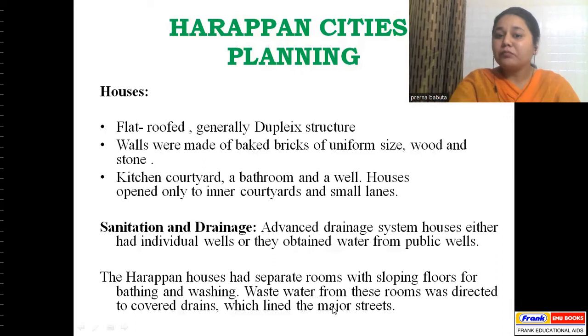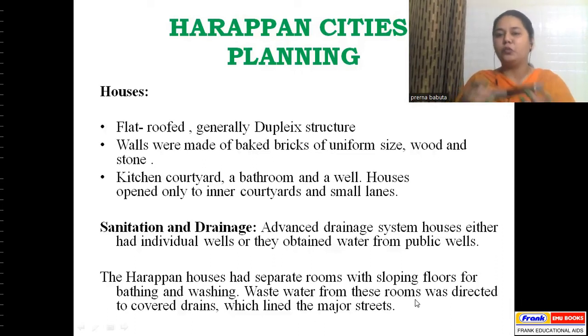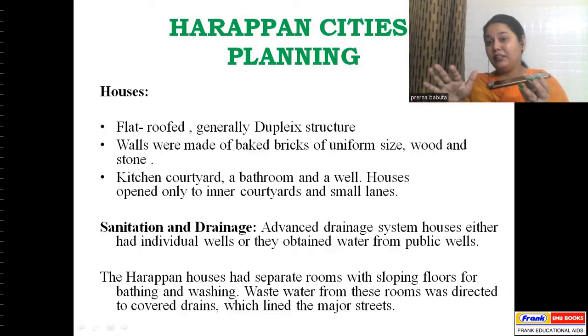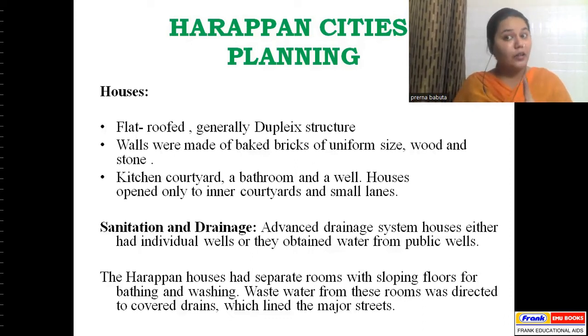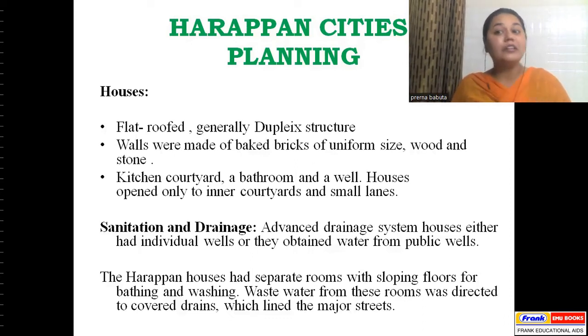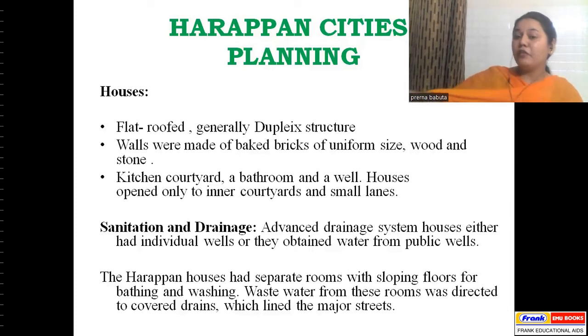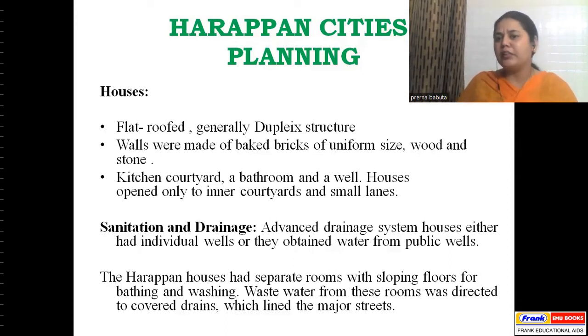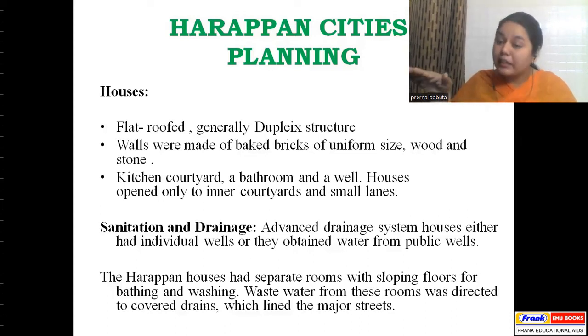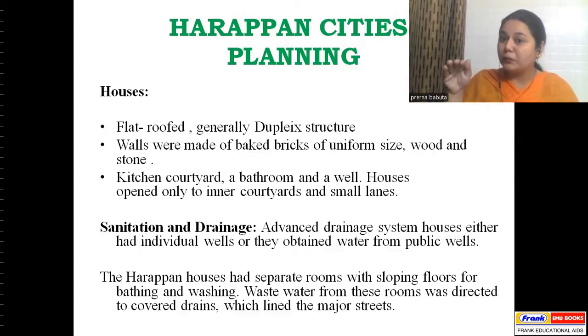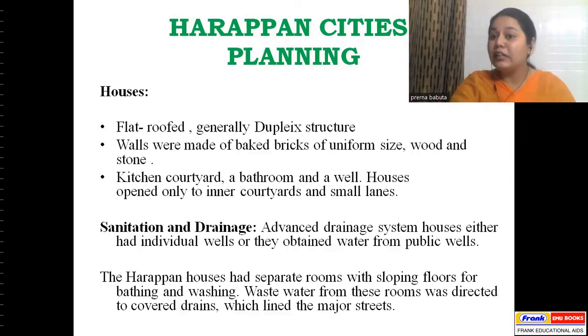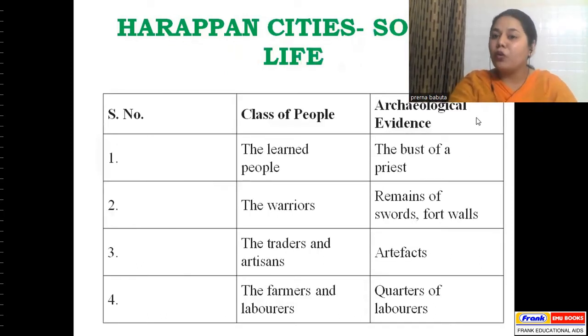All right. Wastewater from these rooms, as I told you, was directed to covered drains which lined the major streets. And I told you that they were concerned about health also. So the drains were covered. Even today, we see the fear of malaria or dengue. They say that if there is stagnant water, the malaria mosquito or the dengue mosquito is likely to be there. So they had covered drains so that the wastewater does not lead to any kind of diseases. And then we talk about the social life.